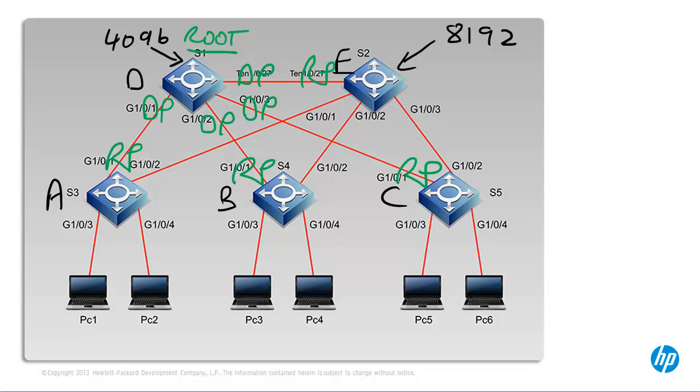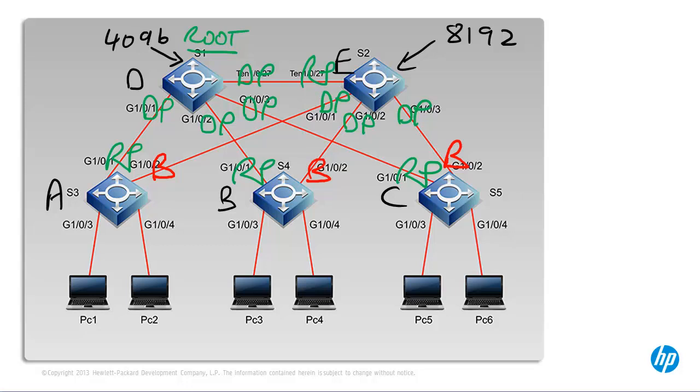So because switch 2 has a lower priority than switch 3, on this link here, the decision for designated port would be to use switch 2 as the designated port on that segment rather than switch 3. So this will become the designated port. The same occurs on the other interfaces, designated port, designated port. So now that each segment has a designated port, all remaining interfaces are set to blocking. So this interface goes blocking, this interface goes blocking, and this interface goes blocking.